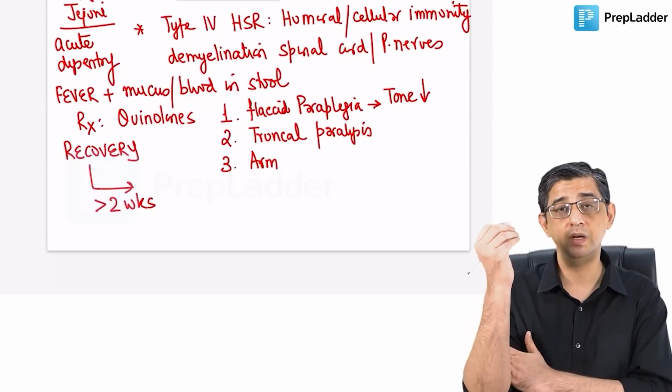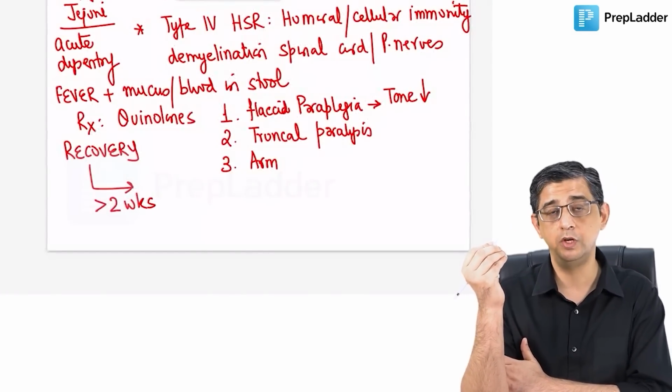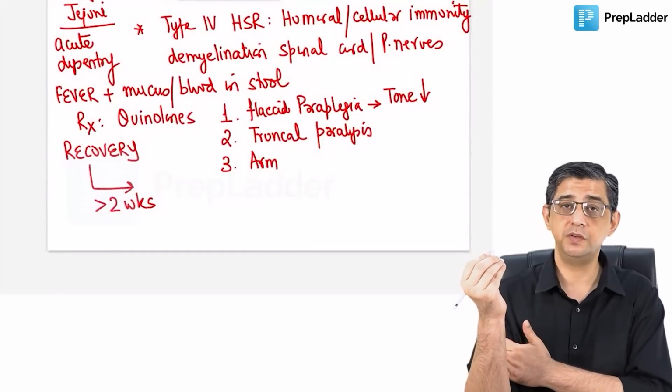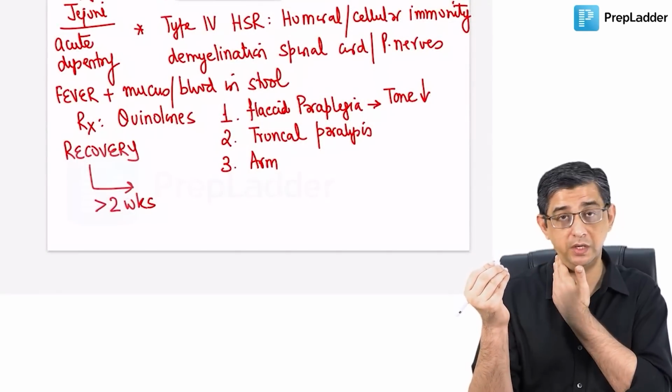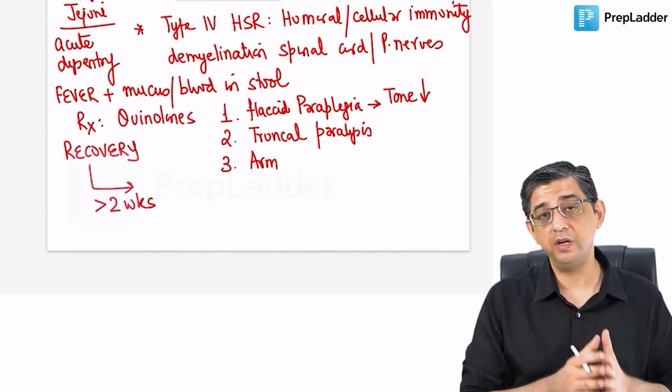And if biceps is paralyzed, that is bad news, because one of the root values of biceps is C5. You see, the root value of biceps is C5, C6. If C5 is involved, this means that the demyelination is occurring in the cervical part of the spinal cord, and C5 shares a common root with the phrenic nerve also.